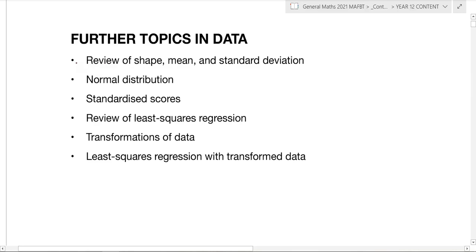So, a quick review on shape, mean, and standard deviation, normal distribution, standardized scores, or in other words, z-scores, review of the least squares regression, data transformations. This is about bivariate data, and then least squares regression with transformed data. That sounds like gibberish to most of you probably, but it's okay. Once we get into some of the reviews, a lot of this should still be fresh or should come back in your mind. All right, so let's get into it.